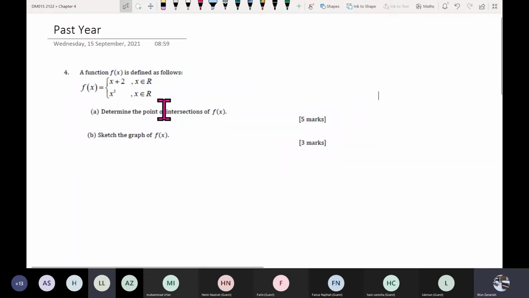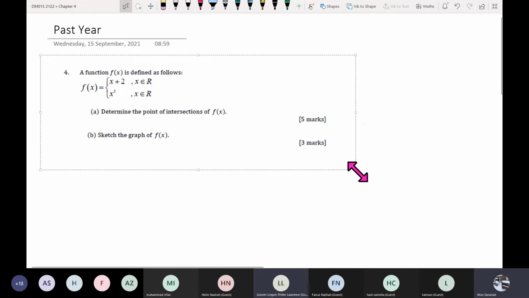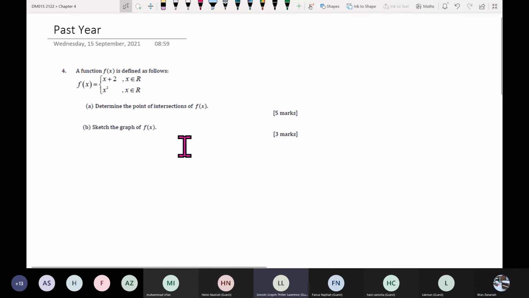Question 4. A function is defined as follows. Determine the point of intersection of f(x). Okay, so determine the point of intersection of f(x). Is there any intersection of these two graphs? So you have to find it. If you want to find the intersection, what do you do?